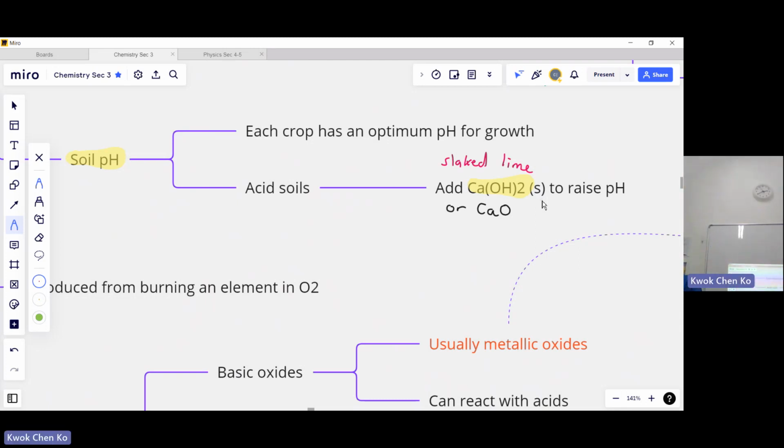Now, again, I hope you realize once you see the word lime, it refers to a calcium compound. Now, this one also has a name. This is called quicklime. All right, so both of these are solids. I mean, they're in powder form, and you just spread it on the soil. Okay, all right.